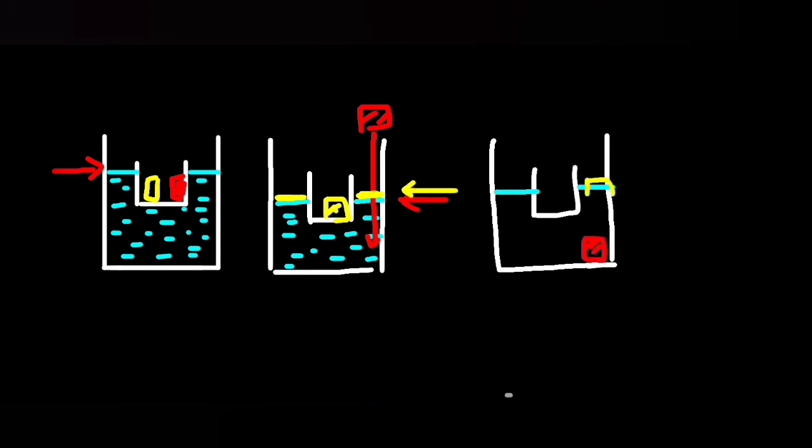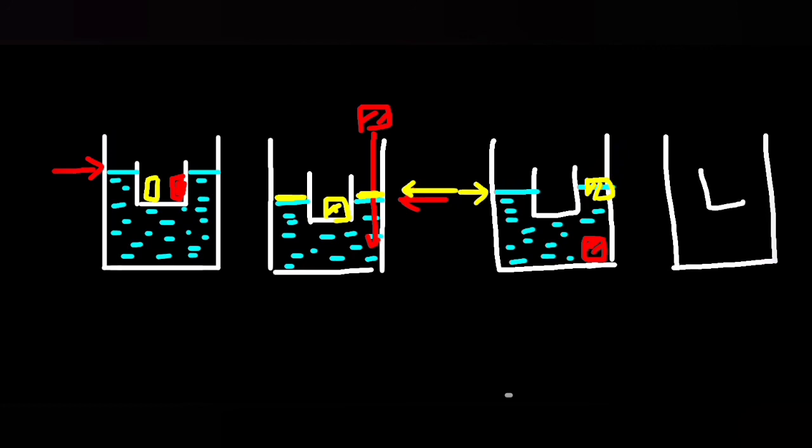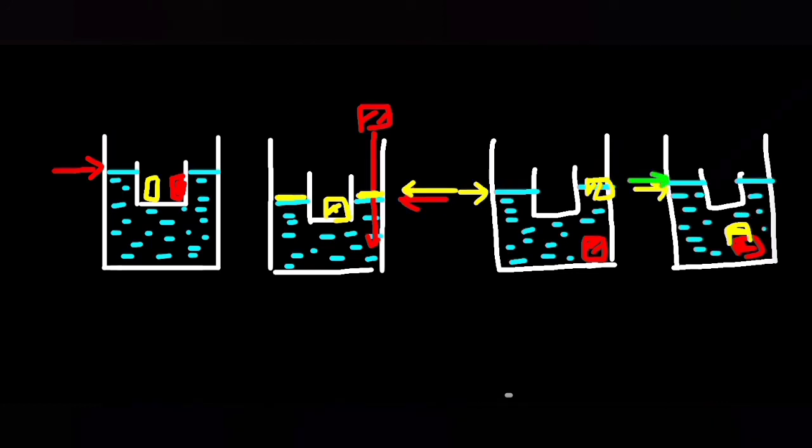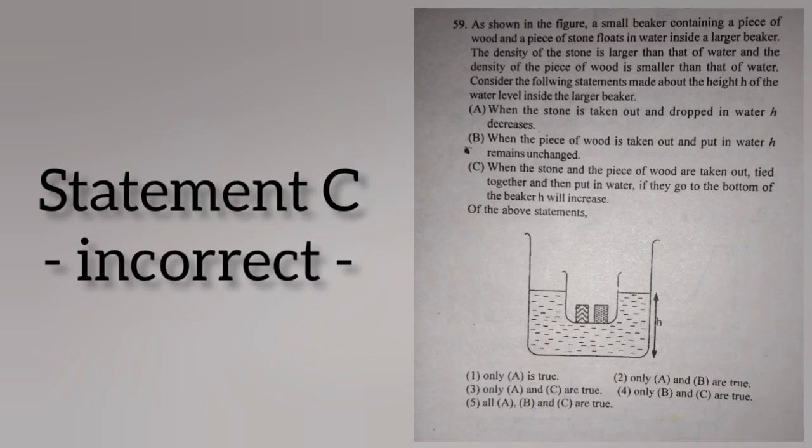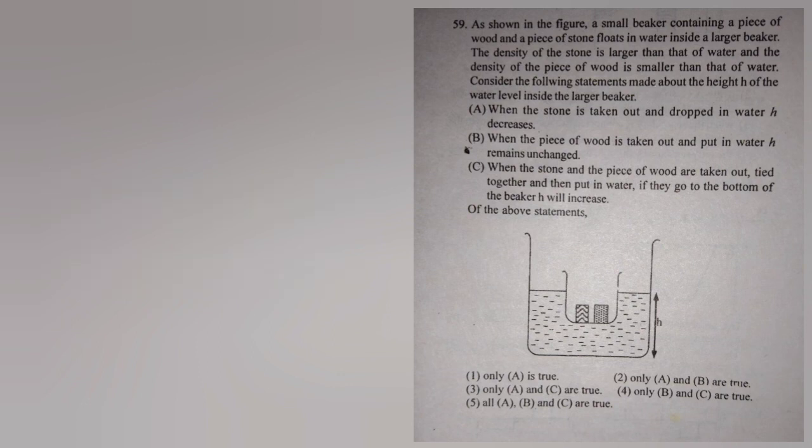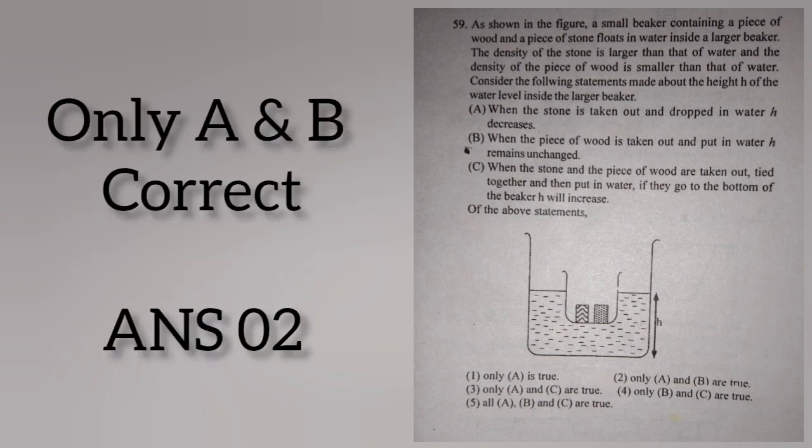And in the third case, I have taken the piece of wood and dropped it into the liquid. There is no change in water level as we have discussed before. And finally, when the stone and the wood are tied together and sunk to the bottom, a displacement of water is observable, and that displacement is equal to the volume of the wood that was above the water level when it was floating. Even though there is an increase in height, it is not higher than it was initially. Statement C says there is an increase in height, therefore the answer has to be A and B, second answer.